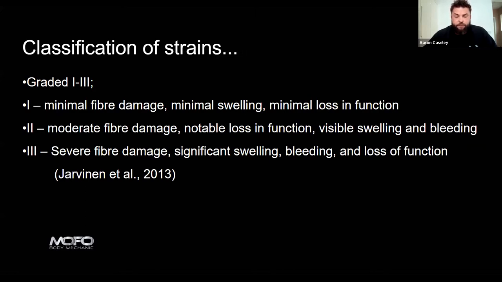Now, grade three is where you've got a significant amount of fibre damage, significant swelling and bleeding, and almost a complete loss of function. If we're talking about the three hamstring muscles, the one that's most commonly injured is biceps femoris, which is on the outside. You tend to find they wouldn't be able to do any external rotation of their tibia whilst in a flexed knee position, which is where the muscle is most active. So classification is more from a diagnostic perspective. That's useful because it gives you an indication of how severe the injury is.